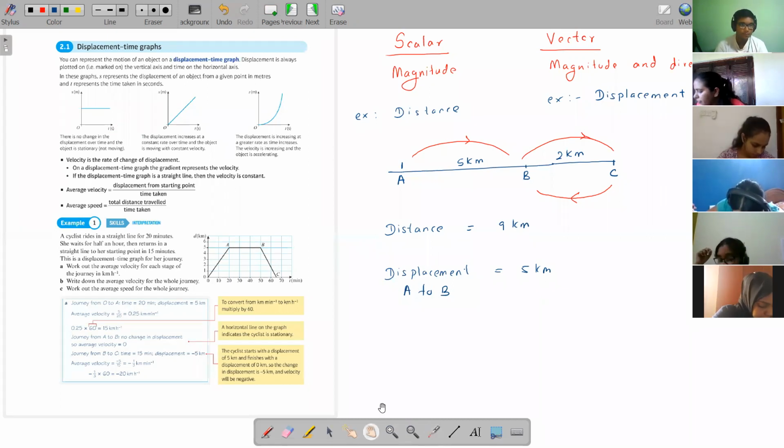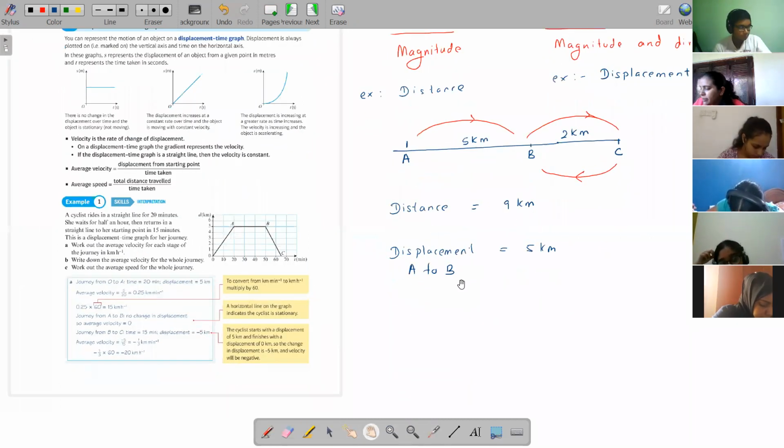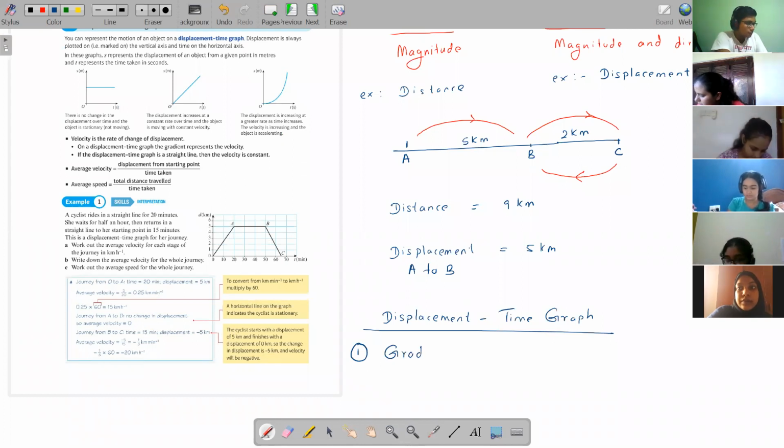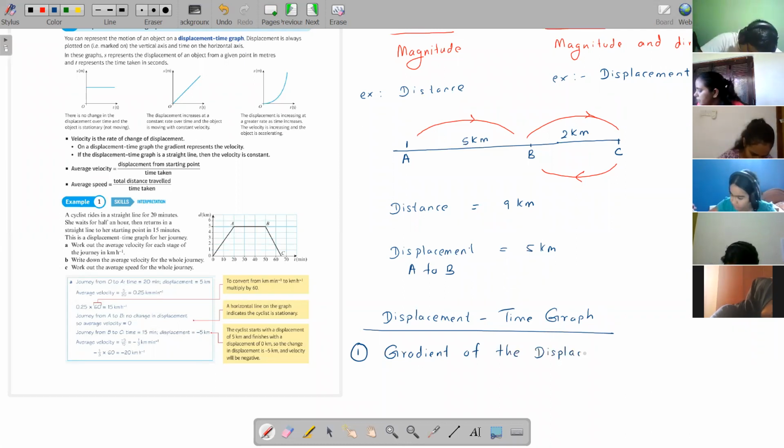Okay, so then there are a few things you need to know about the displacement time graph. What are they? Number one, the gradient. Write down the gradient of the displacement time graph.